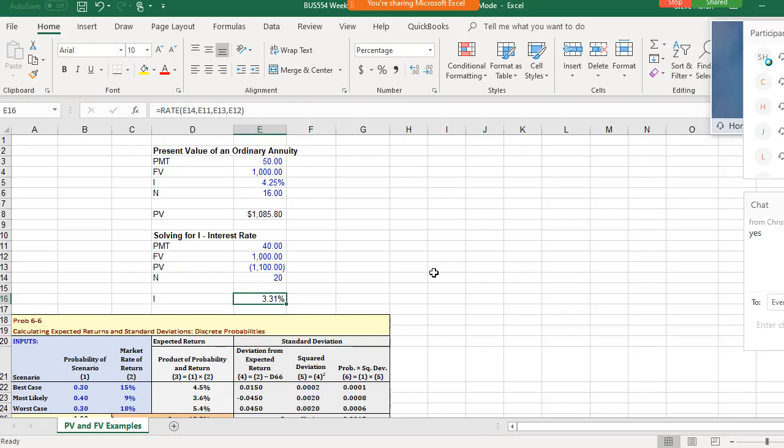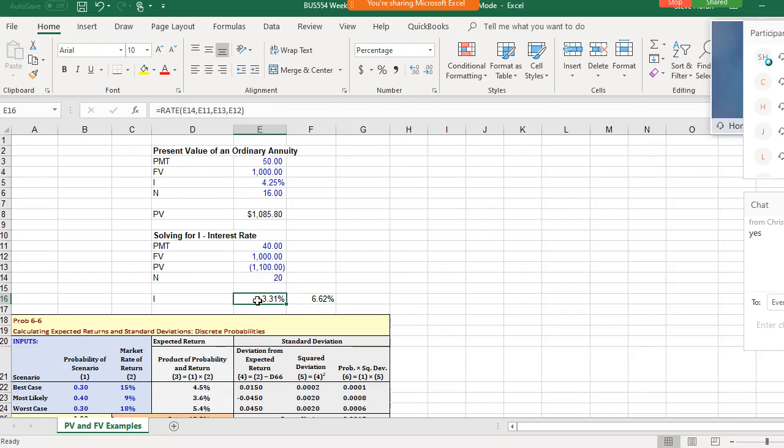When I do a solving for an interest rate using a semi-annual calculation, I have to double the answer. So I have to take that 3.31 and I have to double that. So take that times 2, and let me format that. Okay, so my answer is 6.62. I have to double the answer. If I don't double the answer, and you're doing this in MindTap, and you go type in 3.31, it'll come back and say you got it wrong, right? So it's an easy mistake to make.